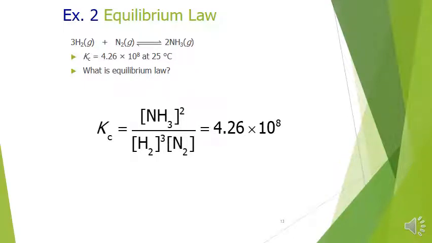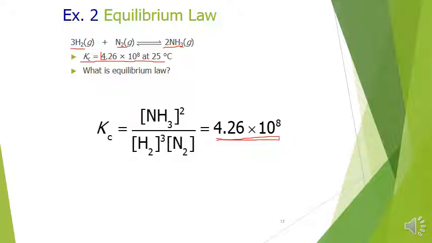All right. So let's look at a problem here. Here's a chemical reaction. We're given that, and we're given that the equilibrium constant is 4.26 times 10 to the 8th at 25 degrees. So what is the equilibrium law? It's simply this: product over reactant. Don't forget the exponents here, and then here's your number that was determined experimentally.